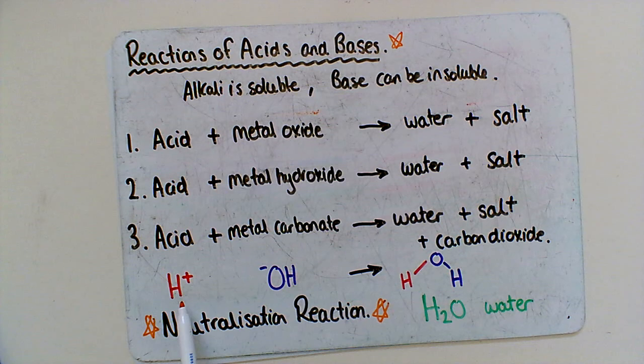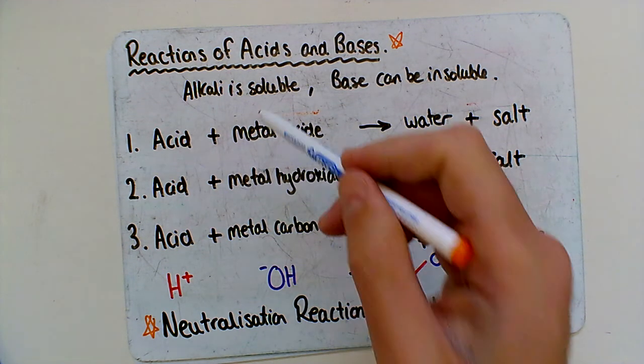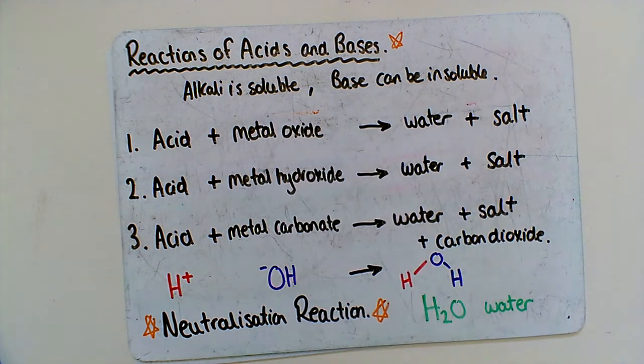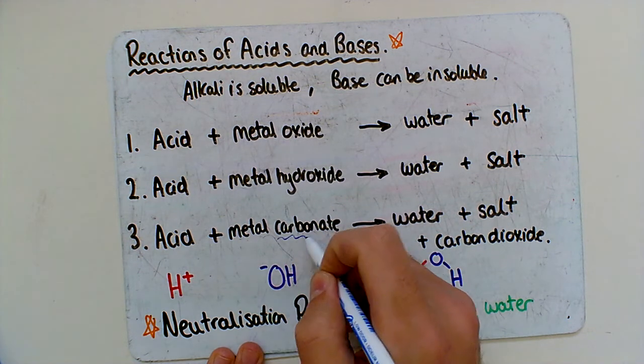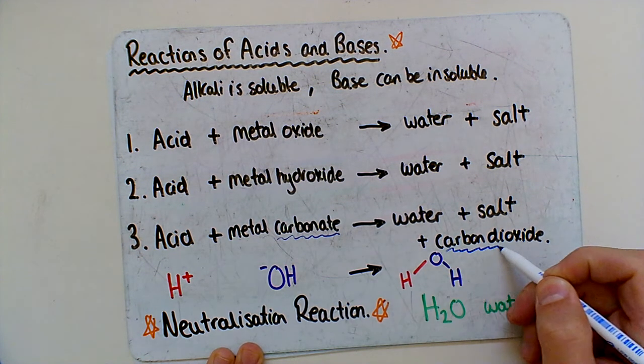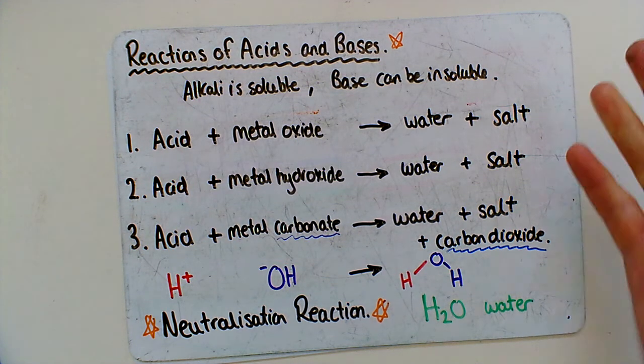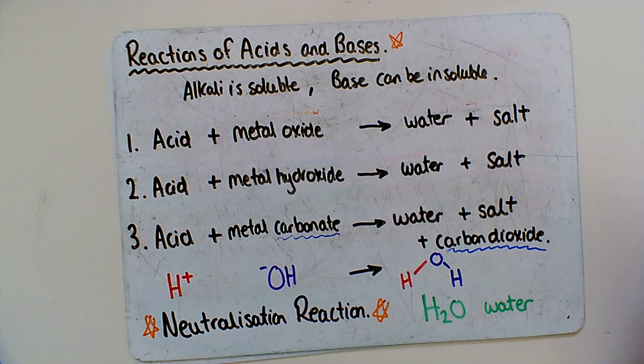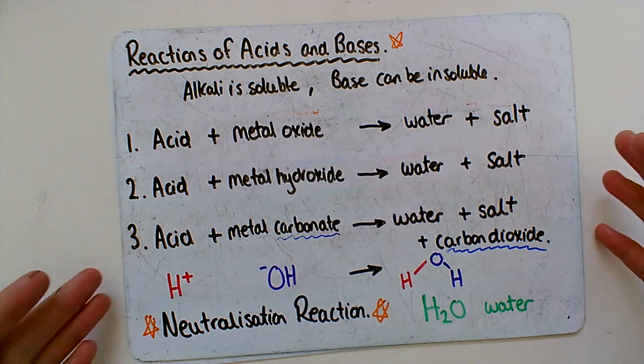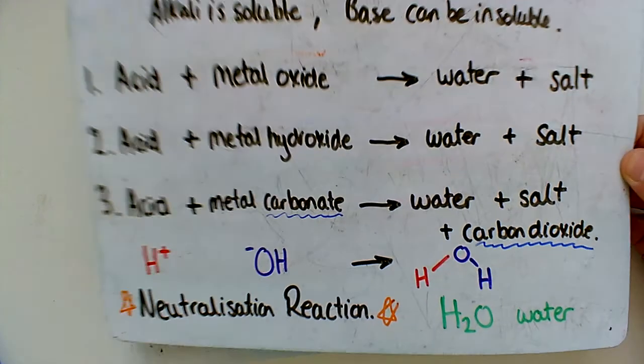Water from the hydrogen ion and the hydroxide ion recombining. The salt comes from the metal part and part of the acid, and we'll learn about that later on. And we need to know that just with the carbonate, we end up with carbon dioxide. What we're going to do now is look at some specific examples, and in particular, how we name the salt that is produced.